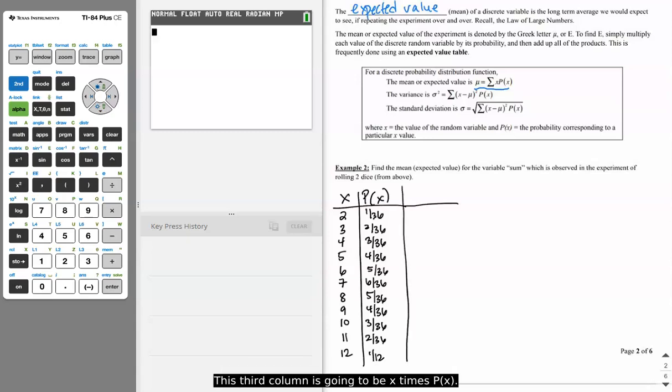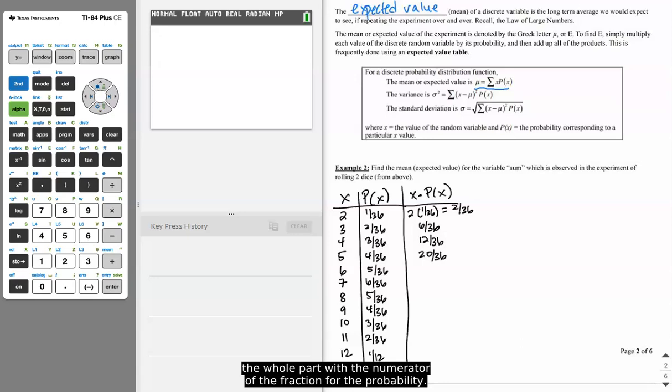Okay. So what I'm actually going to do is create a third column, and this third column is going to be x times p of x. This is going to set up how we can find the expected value, or the mean, of the distribution. So I take x times p of x. I would take 2 times 1 out of 36, which would be 2 out of 36. And 3 times 2 out of 36 would be 6 out of 36. 4 times 3 out of 36 would be 12 out of 36. The next one, 5 times 4 out of 36 would be 20 out of 36. Remember, I'm really just multiplying the whole number with the numerator of the fraction for the probability.